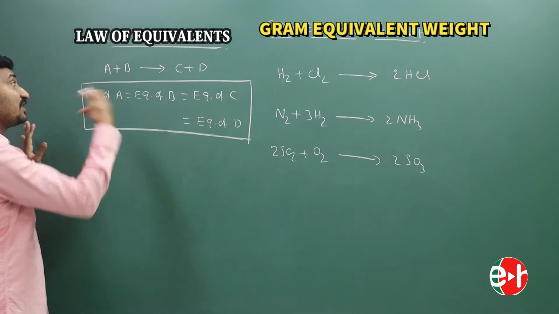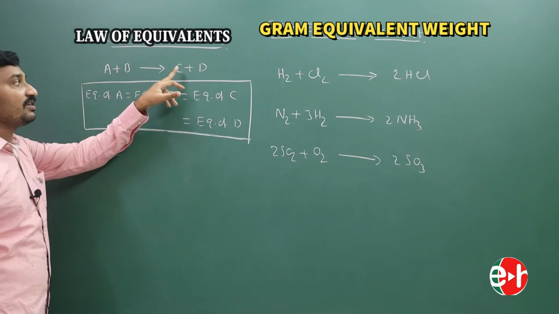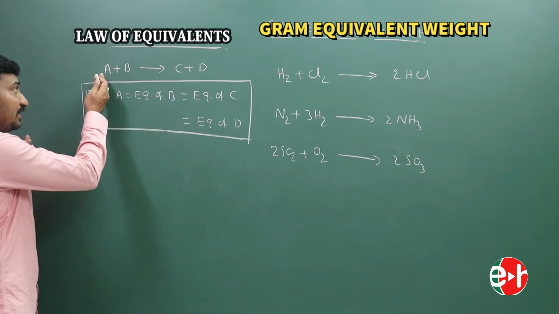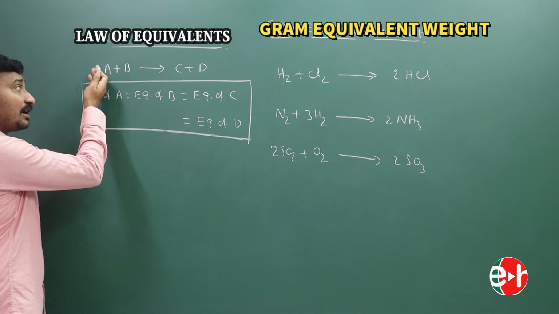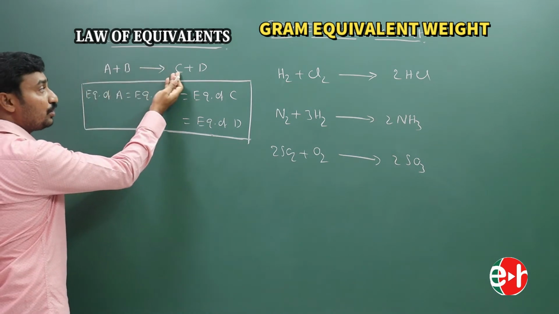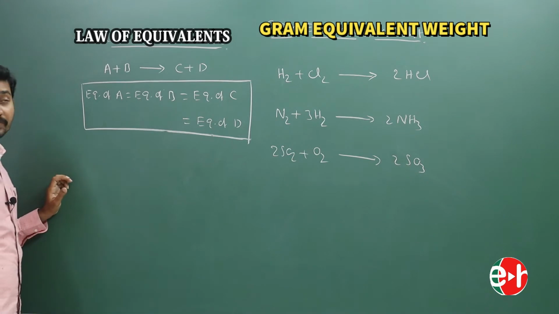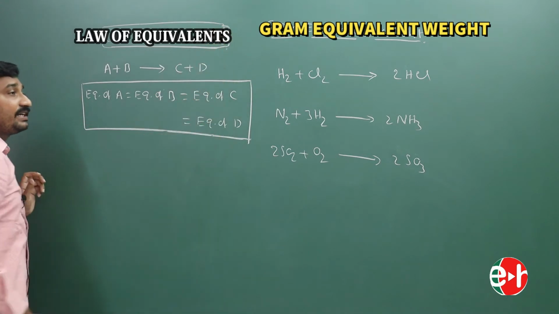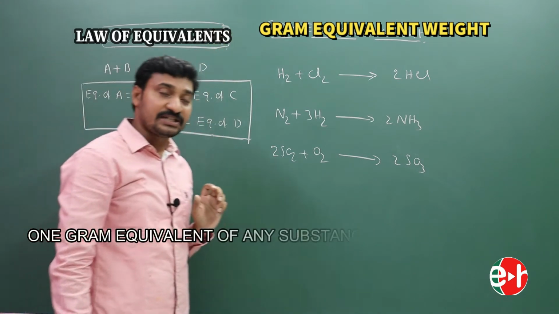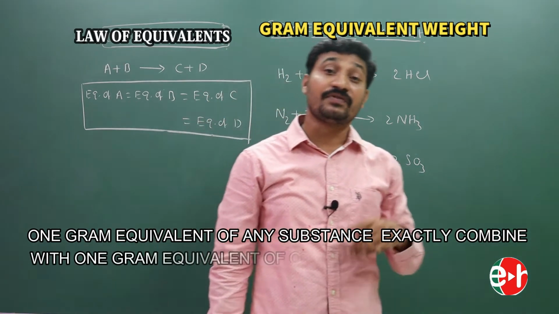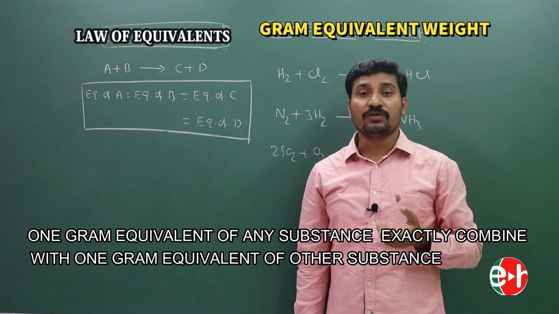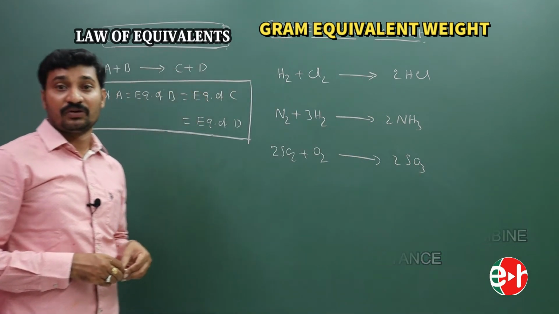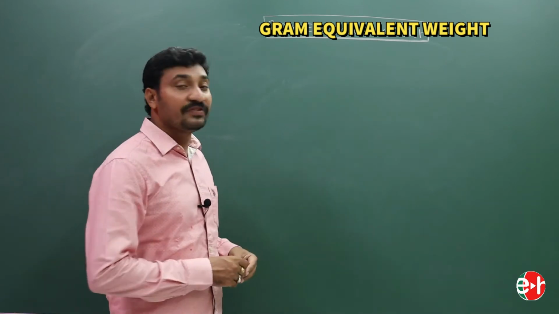1 equivalent of A exactly combines with 1 equivalent of B, and 1 equivalent of C and 1 equivalent of D are formed. If 2 equivalents of A combine with 2 equivalents of B, they form 2 equivalents of C and 2 equivalents of D. So that's why this is very important. According to the law of equivalence, 1 equivalent of any substance exactly combines with 1 equivalent of another substance, but 1 mole of a substance may or may not be combined with 1 mole of another substance. Okay, let us discuss gram equivalent weight.